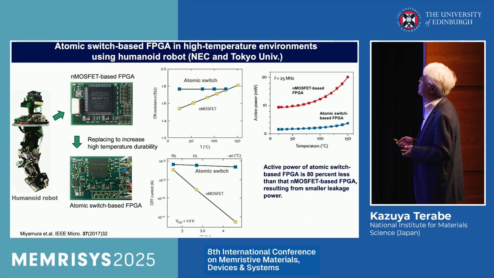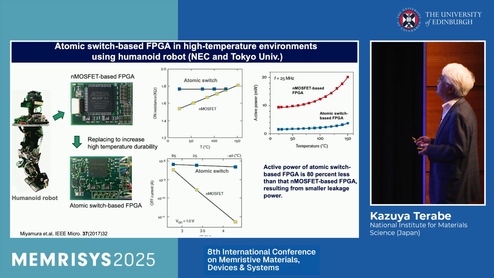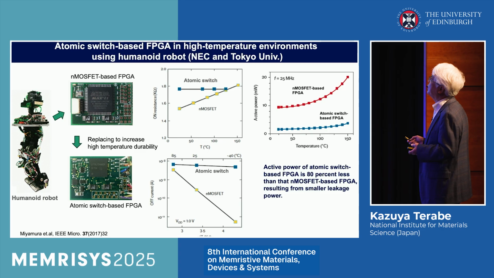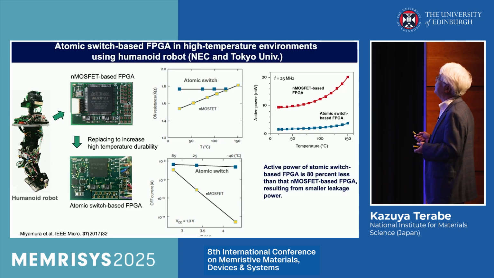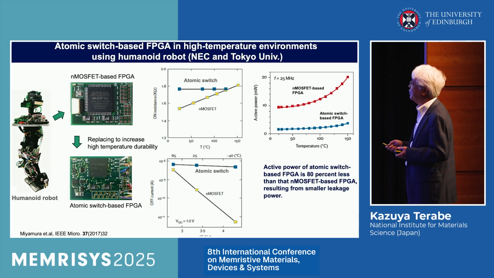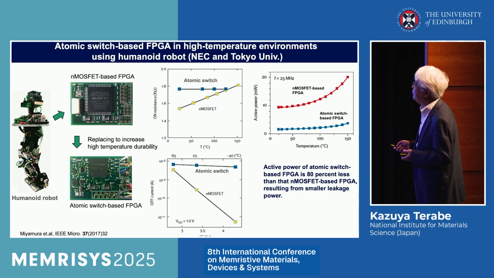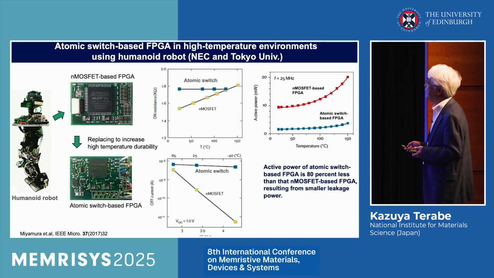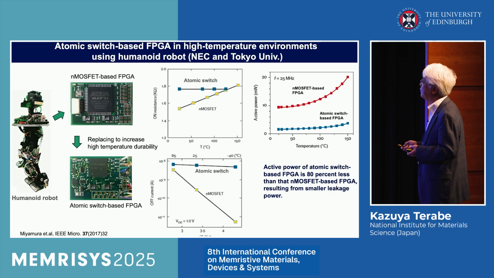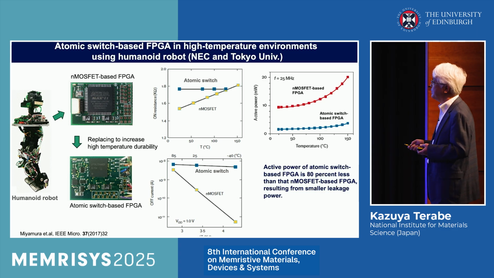So this is also used the atomic switch based FPGA in a high temperature environment using the humanoid robot. This is NEC and Tokyo University collaboration research. So this is a humanoid robot. Usually they operate by using the MOSFET based FPGA. So we replace this FPGA to increase high temperature durability. So this is atomic switch based FPGA.